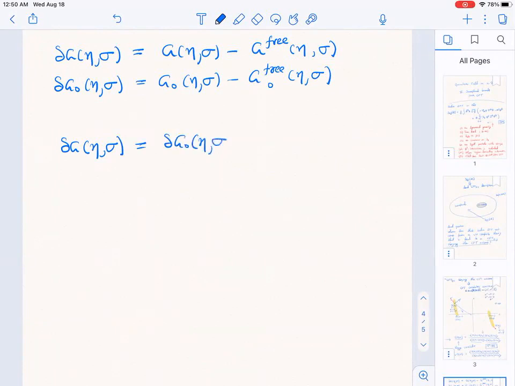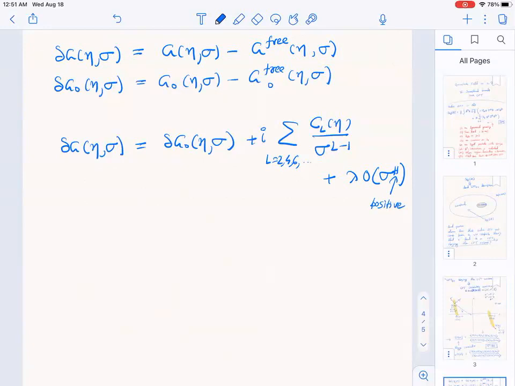So this is the real part, and the imaginary part can be expanded as follows, up to small corrections which can be ignored in the Reg limit. And this expansion is valid only up to some small parameter sigma star, which will play an important role today.